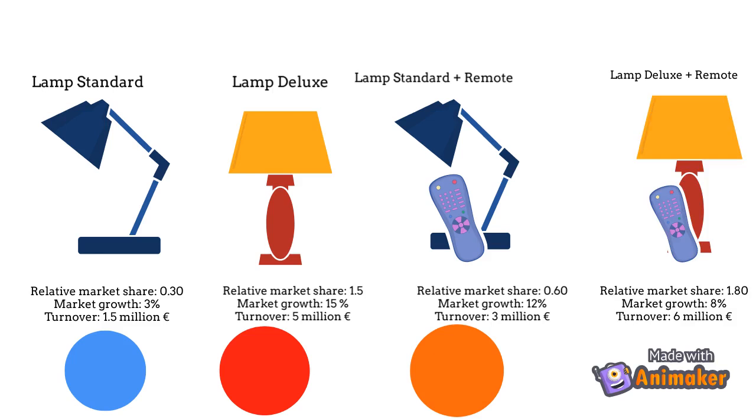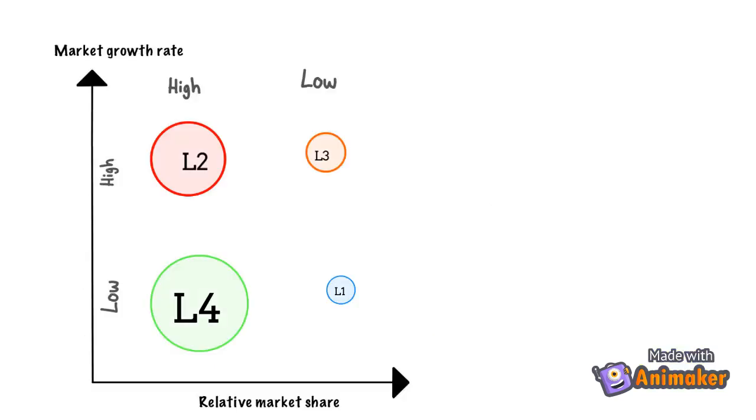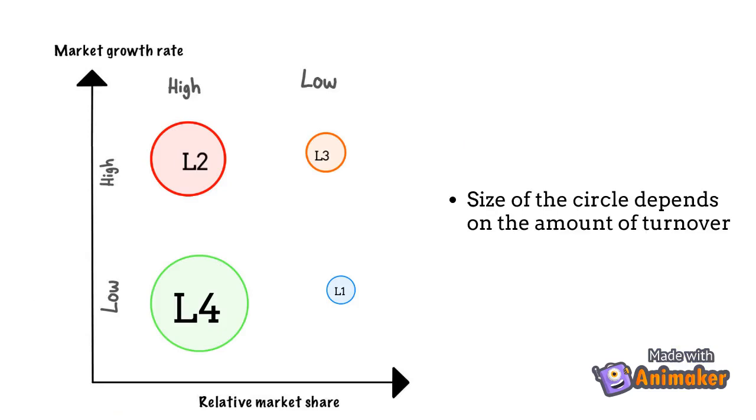The fourth lamp is called Lamp Deluxe with a remote control and a market share of 1.8% and a market growth of 8% and a turnover of 6 million euros. If we now transfer this onto our Boston matrix, we would be seeing this. The products can be drawn into the matrix with a circle. The size of the circle depends on the amount of turnover these exact products make. Just pause the video and take a quick look at it.